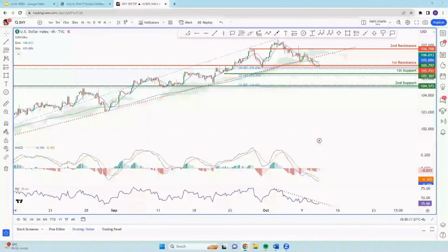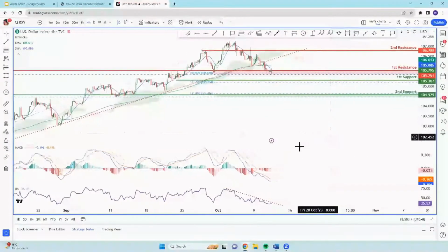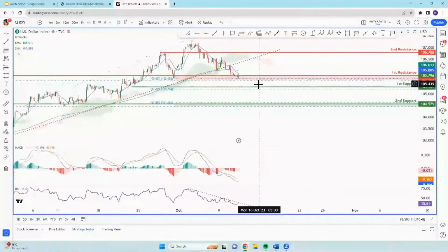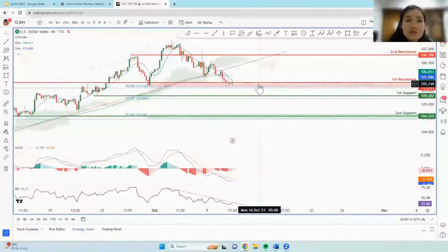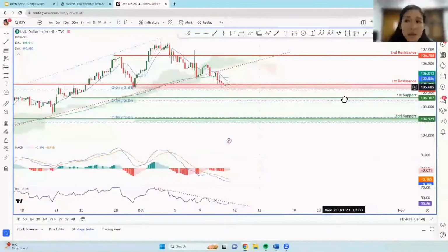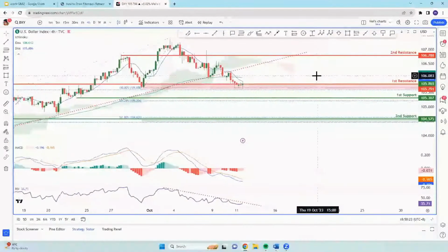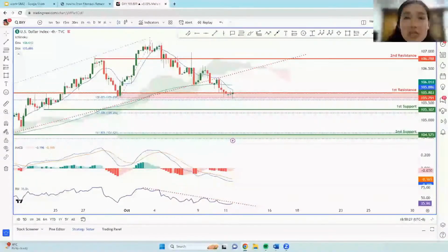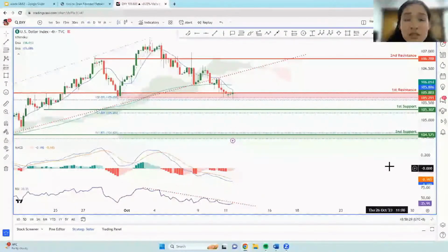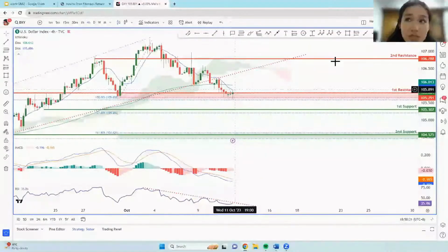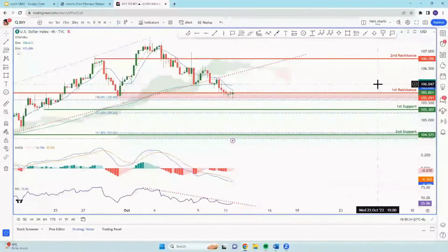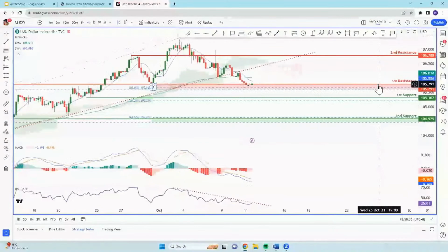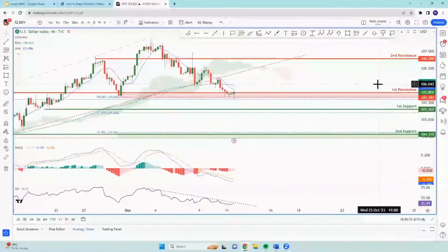The first resistance is a bit low, like the swing low. The swing low, first resistance, yeah, swing low. Sorry, how did I come to that? How did I come to the swing low, first resistance? Yes, on the swing low. I mean, resistance is supposed to be at the top, not the bottom.